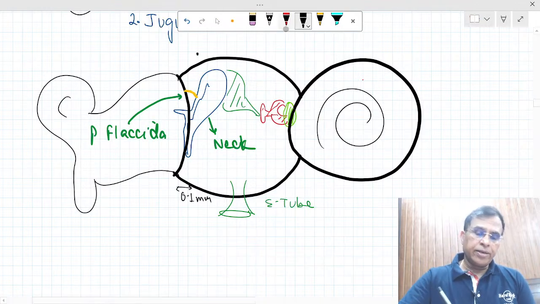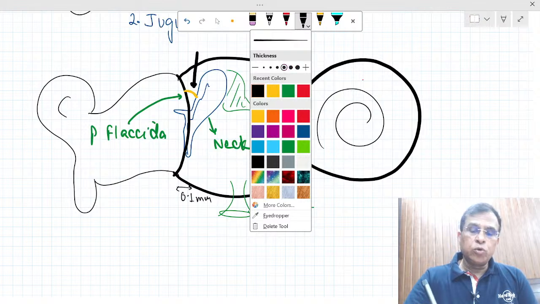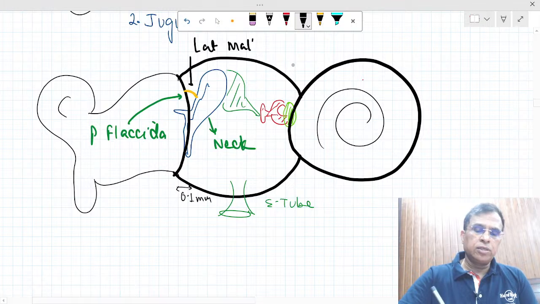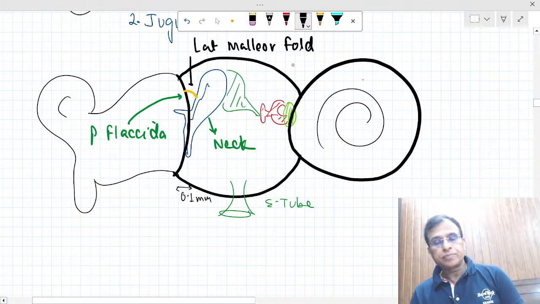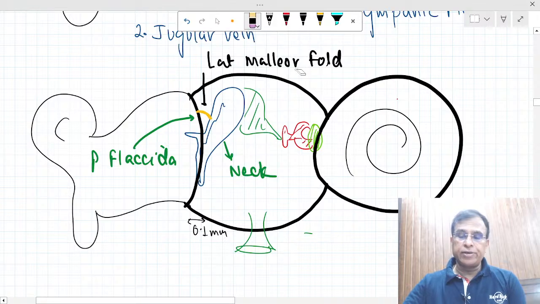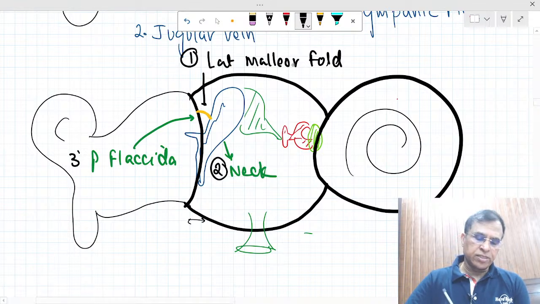Now this ligament, which is traveling from the neck of malleus laterally to the pars flaccida, is called lateral because the direction is lateral, and because it's starting in the malleus, malleolar fold. It's called the lateral malleolar fold. Now in this particular diagram, there are 3 names that I have written. What are the 3 names? One is lateral malleolar fold, the second is neck of malleus, and the third is pars flaccida.